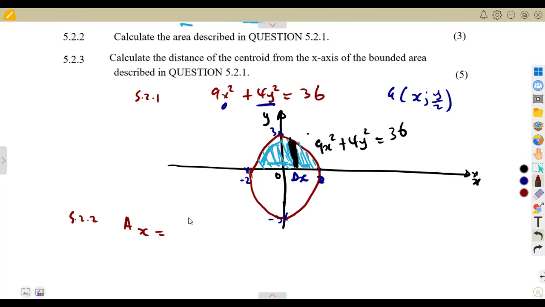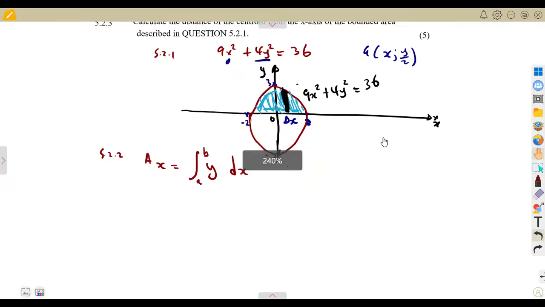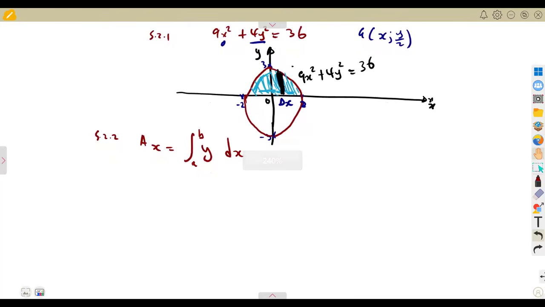So we know that the area is going to be the integral of y with respect to x with our limits a to b. We are also given this in our formula sheet, the area between the curve and the x-axis. We also talked about this in our N5. So the area with respect to x is going to be the integral, with limits from -2 up to +2, but we need y there.